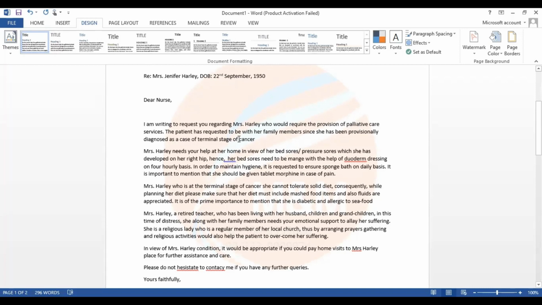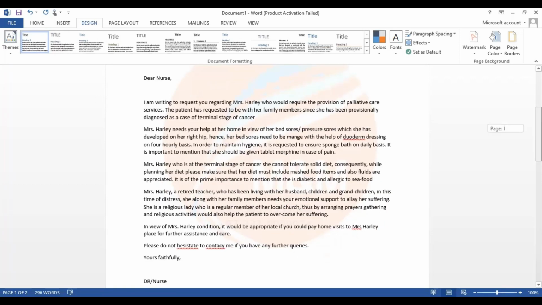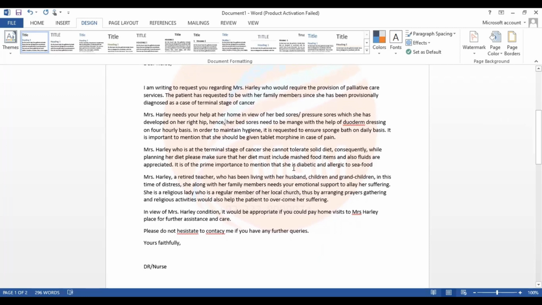The request for palliative care services, and the patient's terminal stage of cancer. Better to start from the main issue, that is the need to pay a home visit for the provision of care of bed sores. I have discussed everything in detail regarding that. Then the sponge bath has already been discussed. Then for the pain, we have to add the morphine. Secondly, for the diet, these are the dietary instructions that have been given to you. She is diabetic, and this can also be written in this language as well.